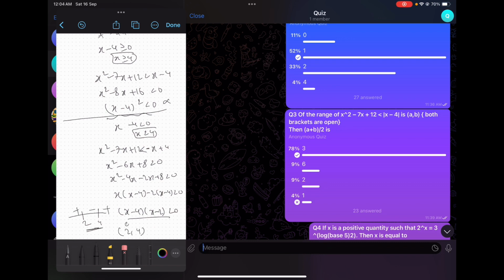So A is this, B is this. Our question is A plus B by 2. So 2 plus 4 by 2, 6 by 2, 3. So 3 is the answer to this question.